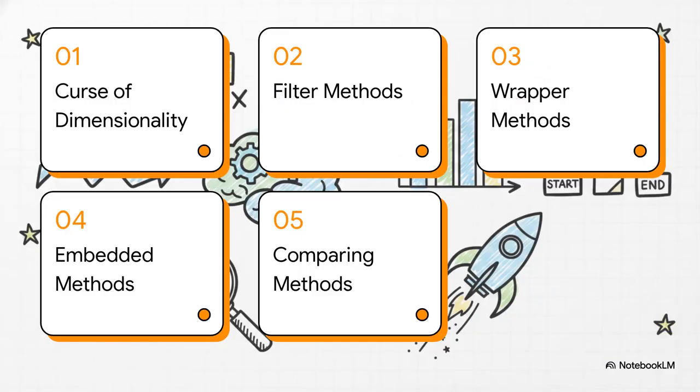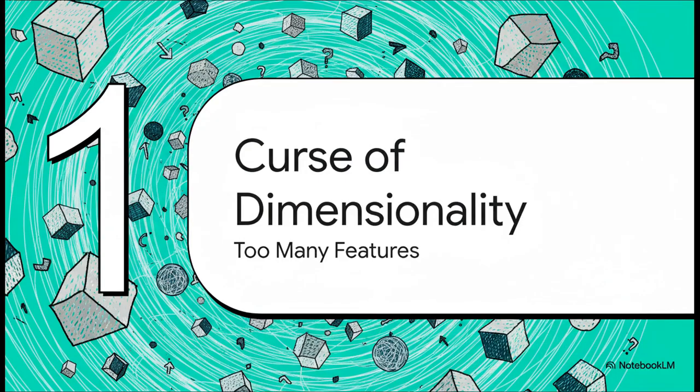Here's our roadmap for today. We'll start with the curse of dimensionality, then move through filter methods, wrapper methods, and embedded methods, before finally wrapping up by comparing them all. Let's start with Section 1, the curse of dimensionality.